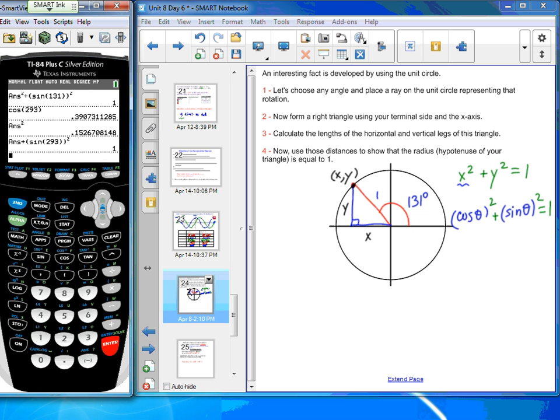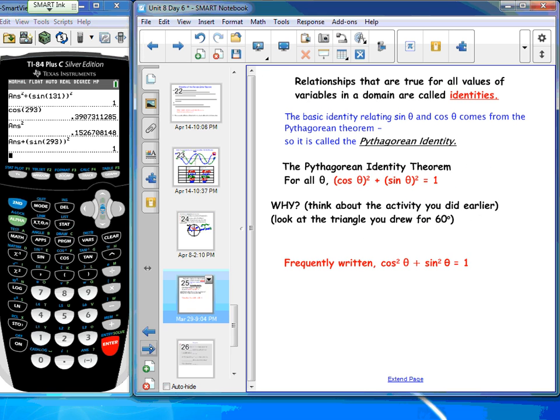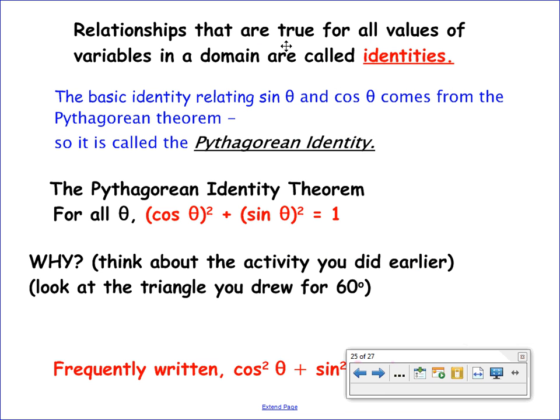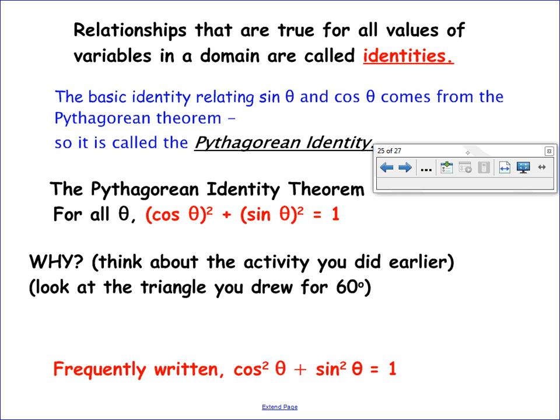X squared plus y squared equals 1 squared. This is what we'll call the Pythagorean identity. So oftentimes we'll see that cosine theta quantity squared written in shorthand notation as cosine squared plus sine squared equals 1. Cosine squared theta plus sine squared theta equals 1.